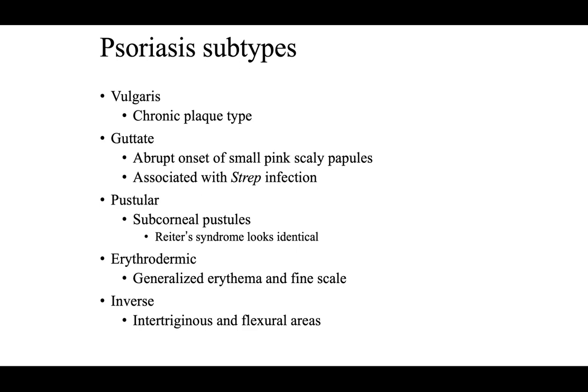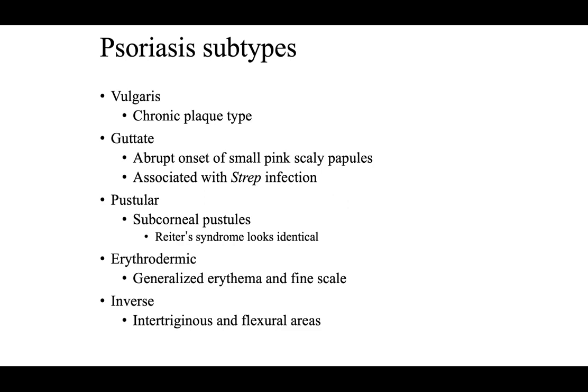And interestingly, on pathology, guttate psoriasis does not have very robust psoriasiform epidermal hyperplasia. It's got some other things, which we'll talk about, which can help you make that diagnosis. Pustular psoriasis is where you actually see subcorneal pustules. Reiter syndrome looks identical to this. And that's an infection basically.